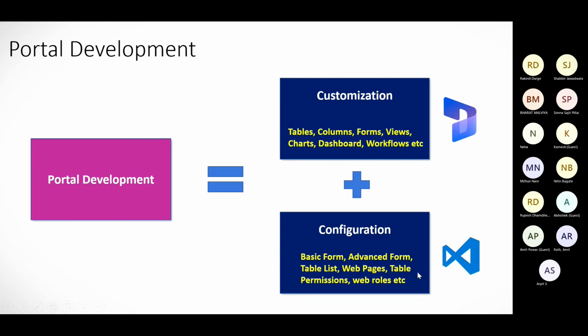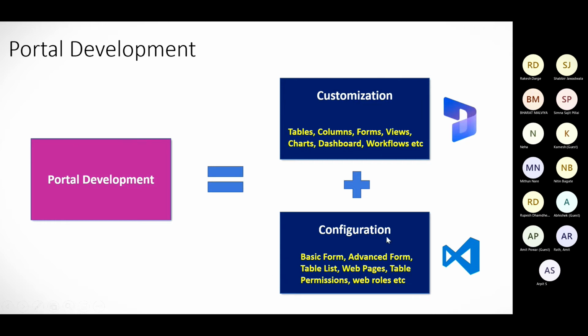Okay, but for the configuration of the portal you can use the VS Code extension. Because I'm talking about the Power App CLI, obviously you can do the configuration from Dynamic 365 as well, but the future is you can do the portal development or the configuration from the VS Code itself. So that is about the portal development.